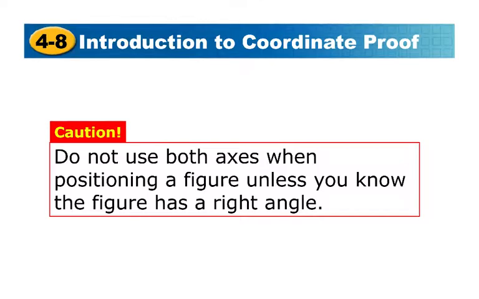Alright. We have to be careful. We don't want to use both axes when positioning a figure unless you know the figure has a right angle, because the intersection of a vertical line and a horizontal line, or the x-axis and the y-axis, is going to be at 90 degrees.